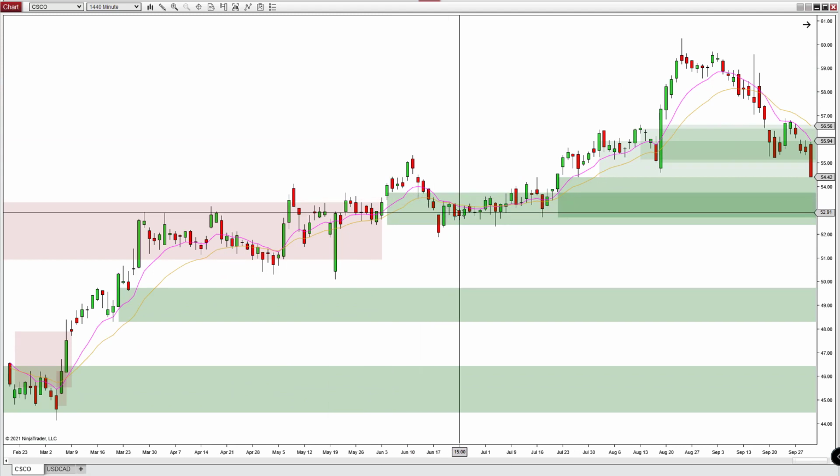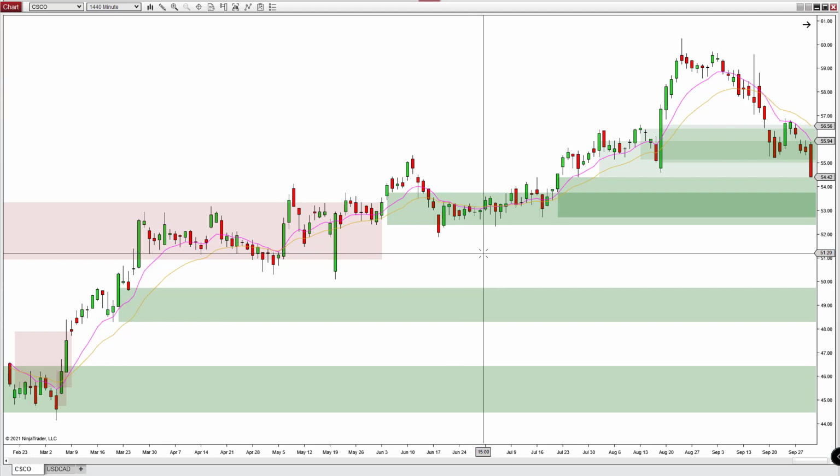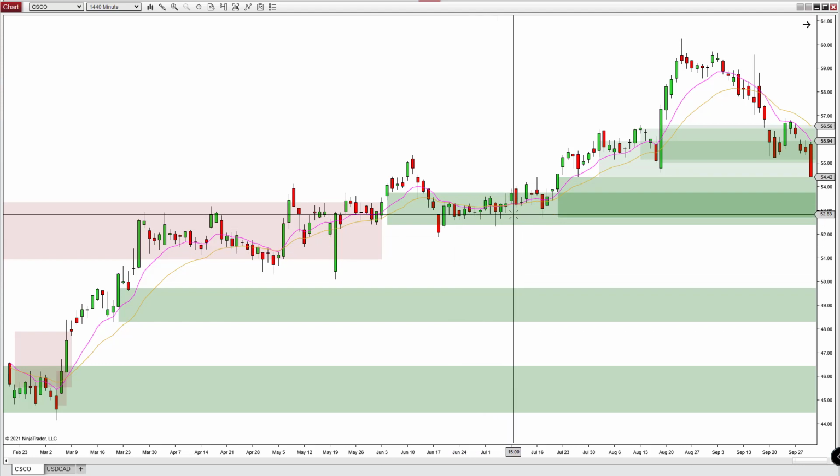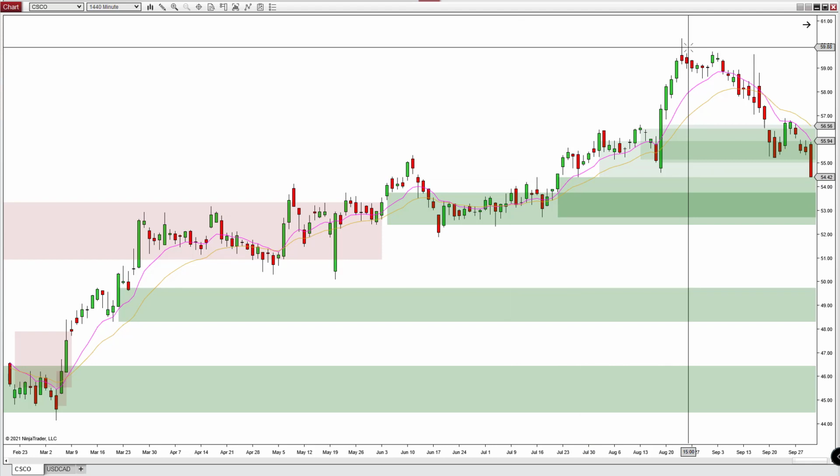Again, cross down, cross up, first zone, boom. Simple, right? I love simple. Simple strategies are easy to test, they're easy to find. You could easily scan for this. You can easily scan for stocks that have a moving average cross, and then you look for your buy zones.